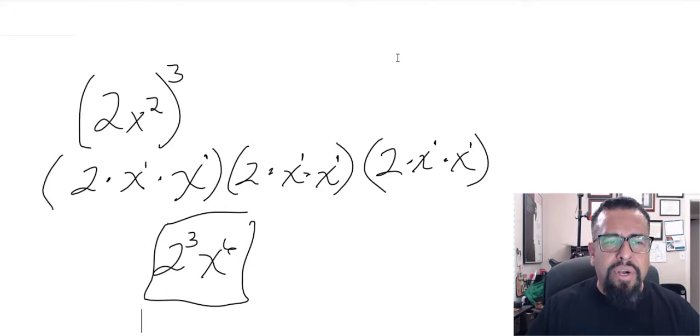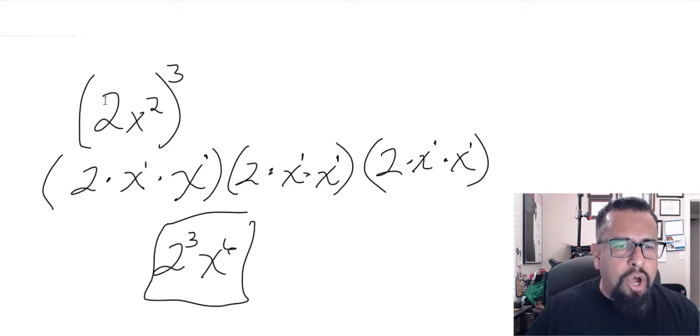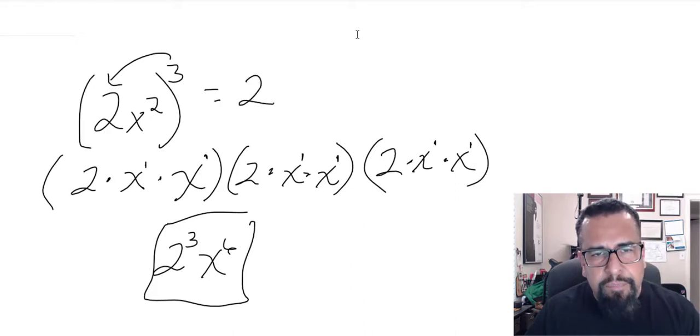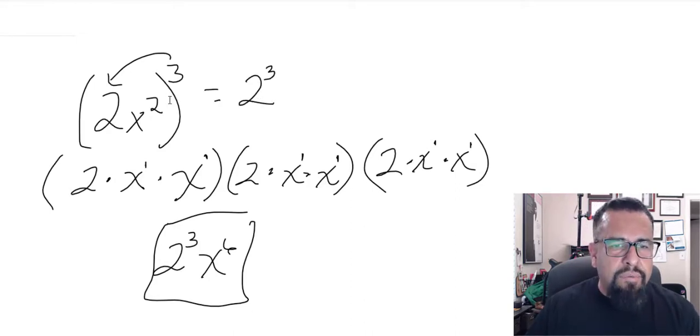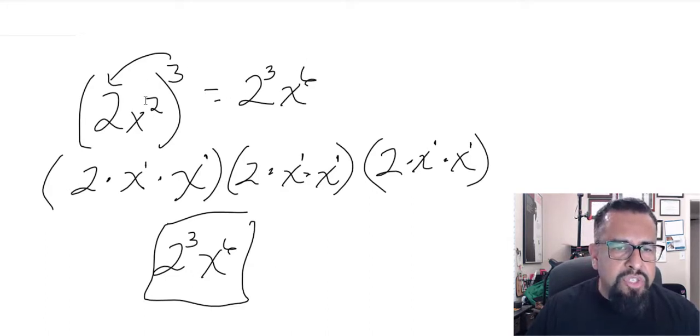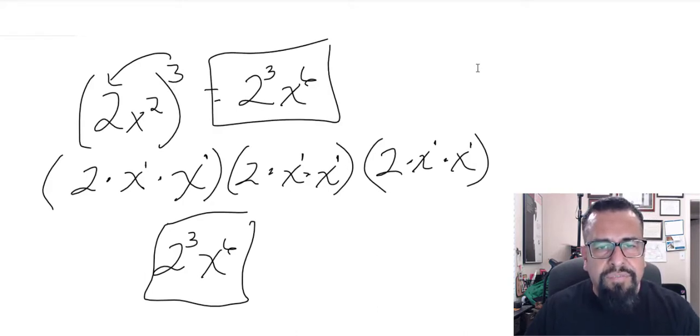But let's take a look at the shortcut. What can we really do? Okay, so since this 3 right here is being distributed to all of this, basically it is 2 to the power of 3, which would be this, 2 to the power of 3. And then right here, we have an exponent of 2. So these 2 exponents can just be multiplied together, and you would have x to the power of 6, because 2 times 3 equals 6. And there you go. That's your final answer.